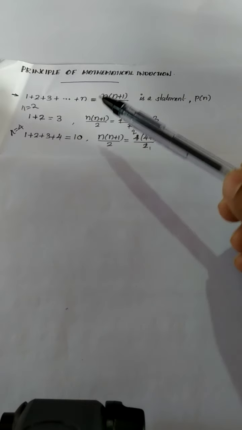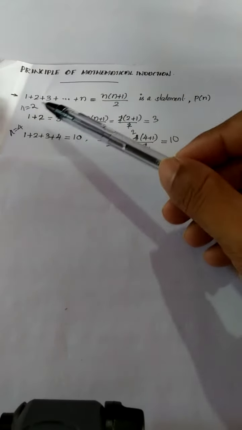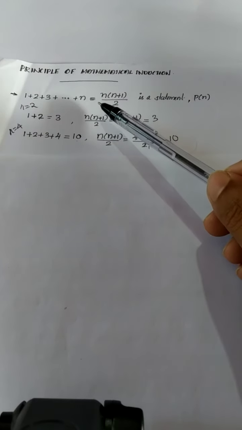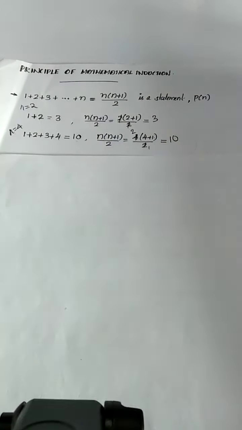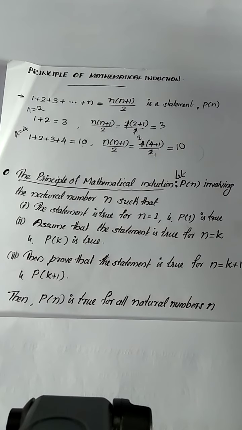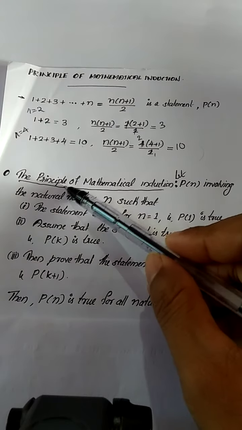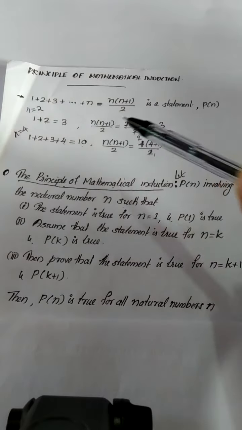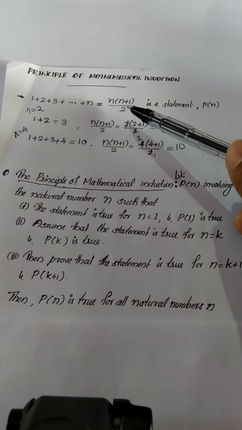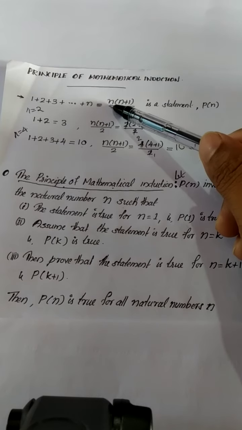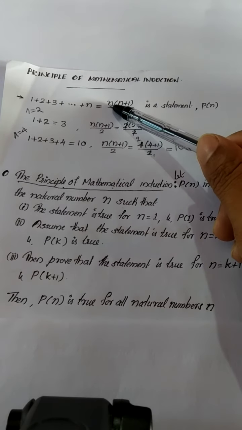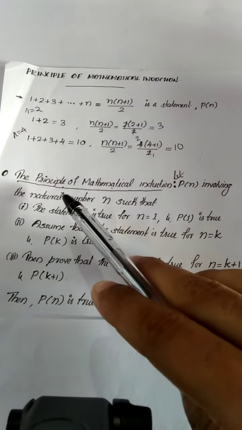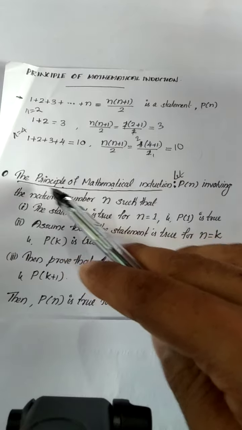But we cannot finalize this statement with these examples. These are some examples. But in mathematics, we want a general proof. So for that, we are using the principle of mathematical induction to prove these types of statements involving the natural numbers. This is a natural number. So look at here. What is the theorem saying? The principle of mathematical induction.